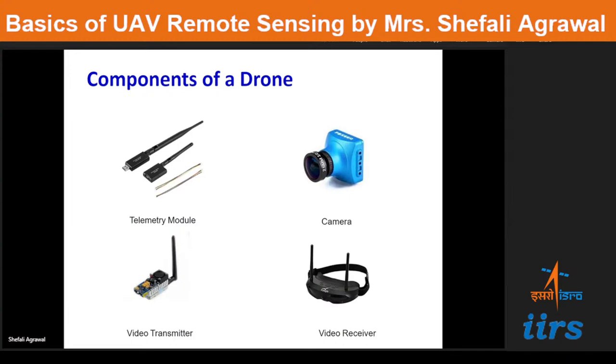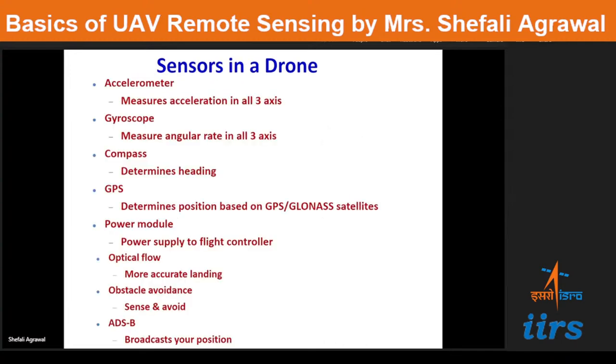Right? Then drones also use a few sensors on board to measure their attitude parameters. Accelerometer is there, which measures acceleration in all axes. Gyroscopes measure the rate in all 3 axes, that is the roll, pitch, yaw part of it. Compass is there, which determines the heading. GPS, as I said, to navigate. Power module to supply power to the flight controller. Then optical flow is there for more accurate landing of the drones.